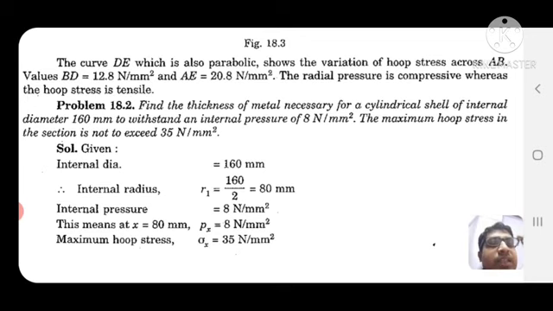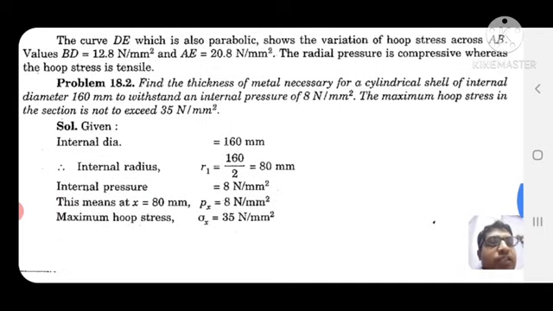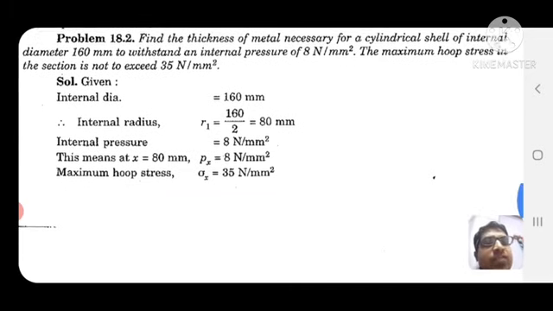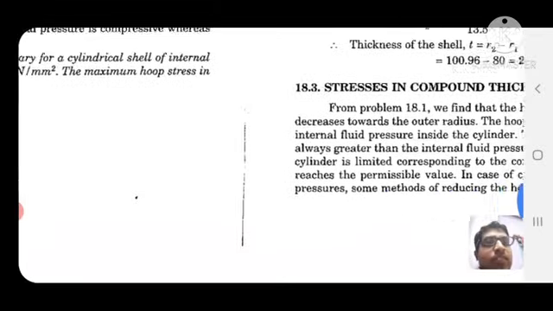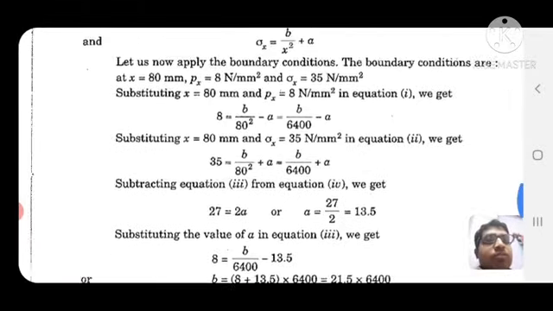Internal diameter is equal to 160 millimeter. Internal radius R1 is equal to 160 by 2, so 80 millimeter. Internal pressure is 8 Newton per millimeter square. This means at x equal to 80 millimeter, Px is equal to 8 Newton per millimeter square. Maximum hoop stress sigma x is equal to 35 Newton per millimeter square. Okay.